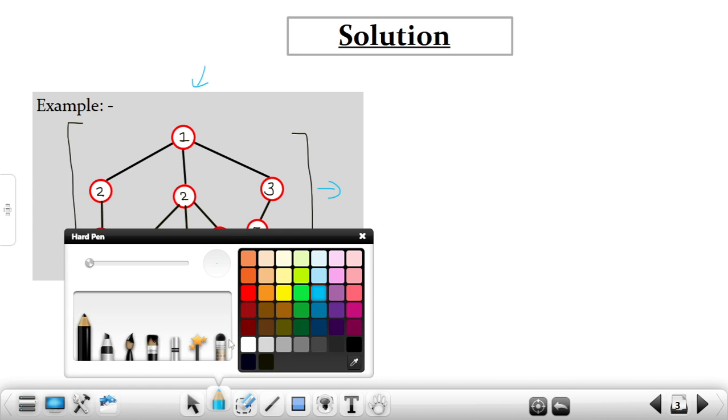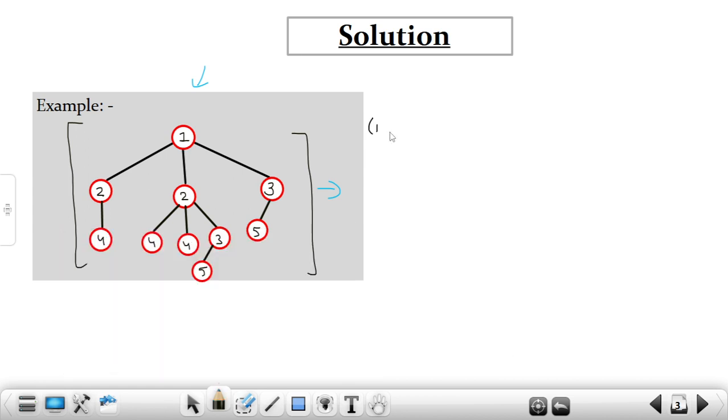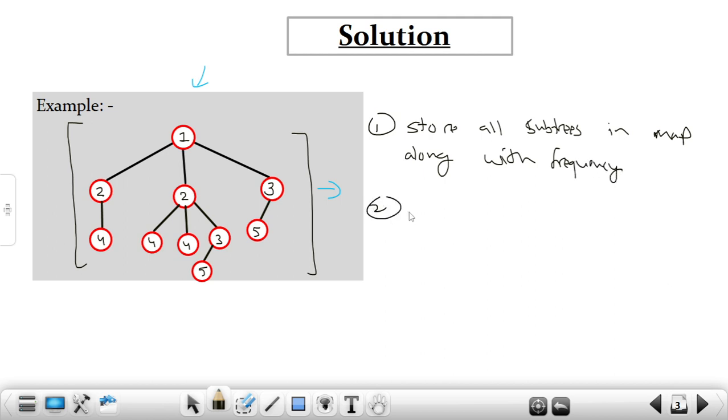So I can write the problem in some steps. The first step is to store all subtrees in a map along with frequency. Now the second step is to iterate over all the elements, iterate over the map values, and then just check one condition.